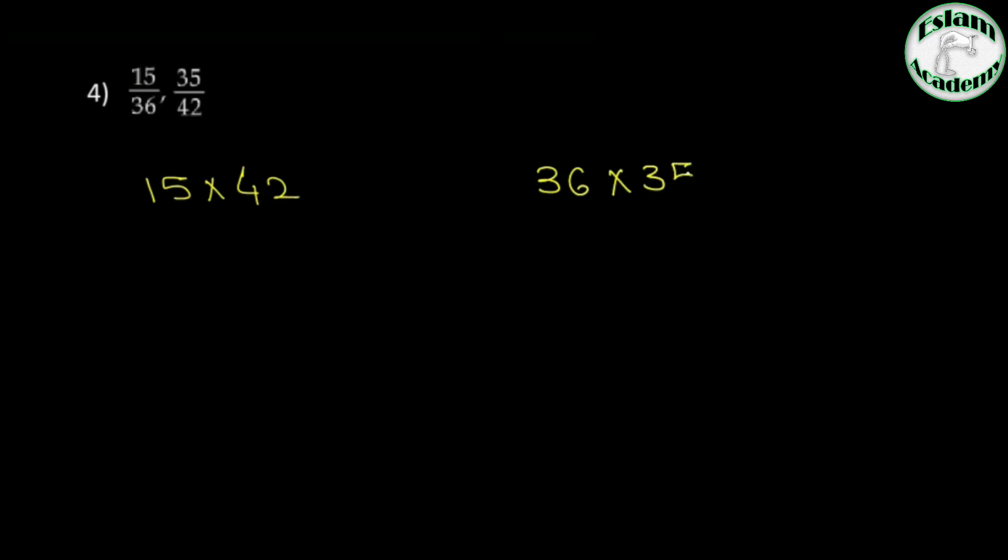Number 4. 15 over 36 and 35 over 42. In the same way, we'll multiply 15 times 42 and 36 times 35. 15 times 42 equals 630. 36 times 35 equals 1260. The two numbers are not equal, it means the two ratios are not equivalent.